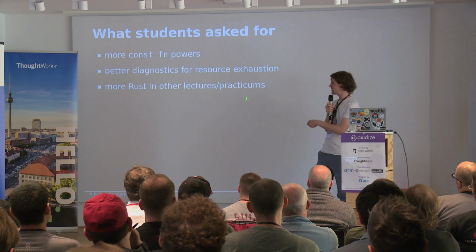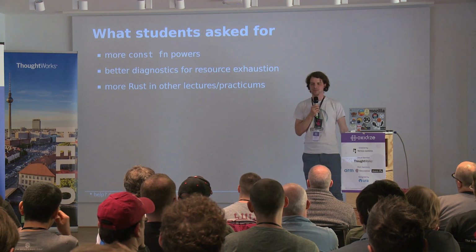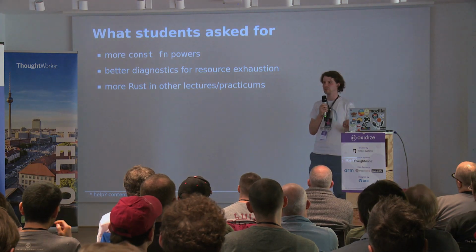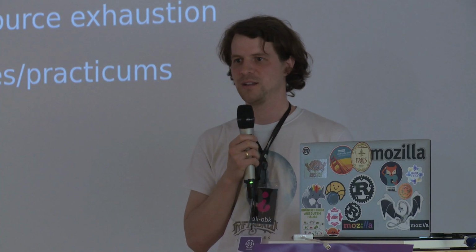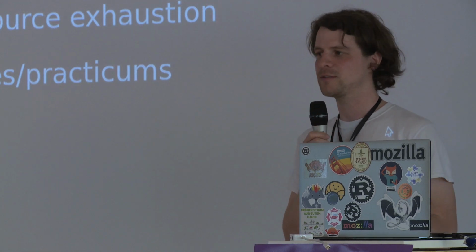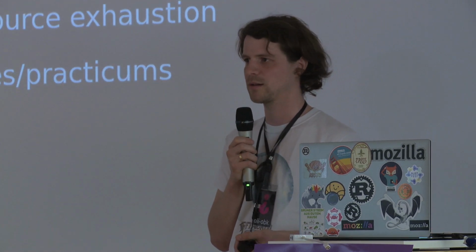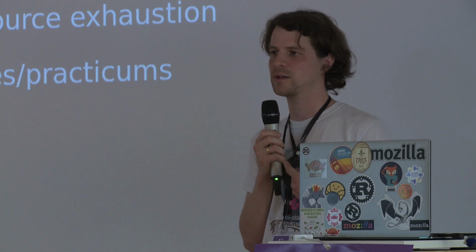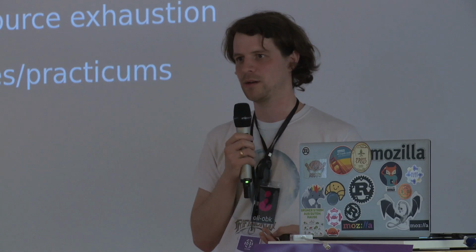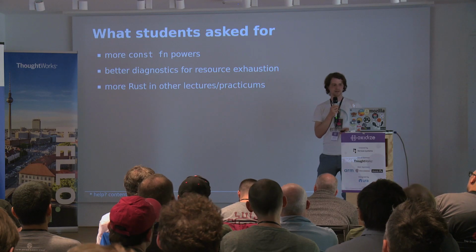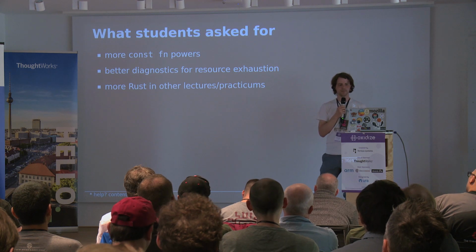Then resource exhaustion. So if you're using too much RAM, you get out of memory, or if you're just using statically too much resources, you get a link error. And lots of these errors are very hard to comprehend, or at least hard to understand where you can optimize to make it better. This is something that we should work on.